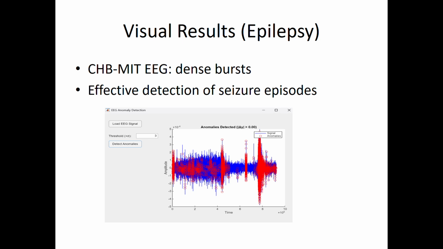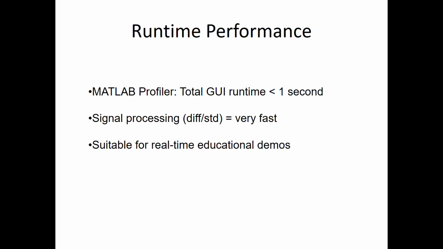In the second, we load real EEG data from the CHB-MIT epilepsy dataset. This data includes dense, high-amplitude bursts, and our tool effectively highlights these as likely epileptic events. Performance-wise, MATLAB's profiler indicates that the tool processes signals in under 1 second, even for long data sequences. And this indicates high computational efficiency.